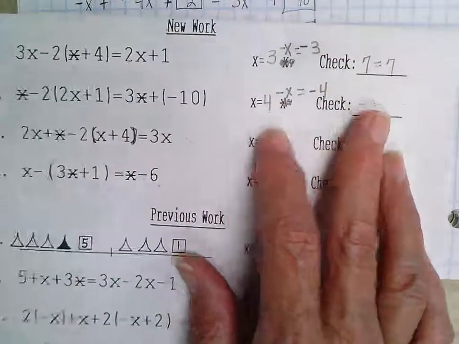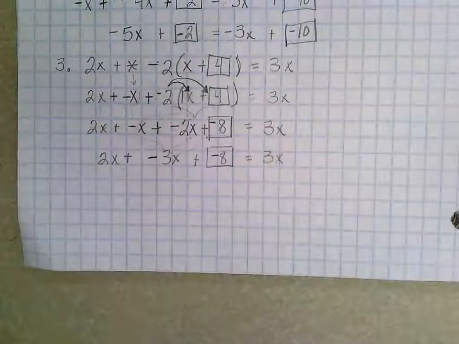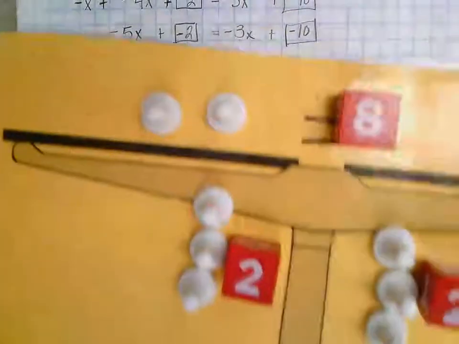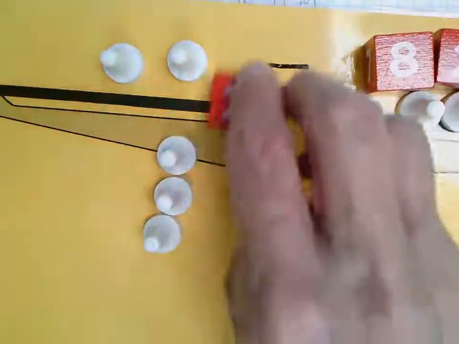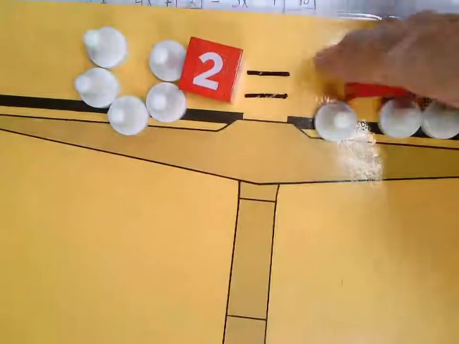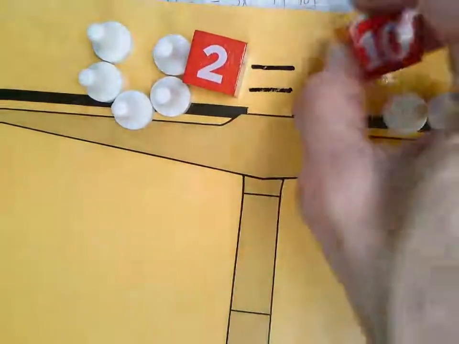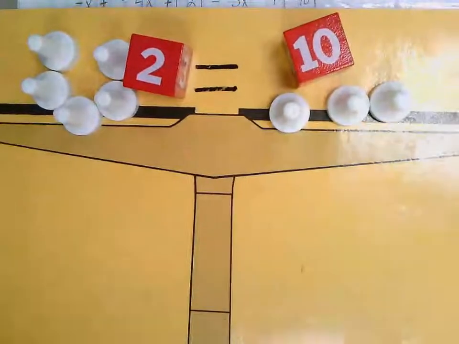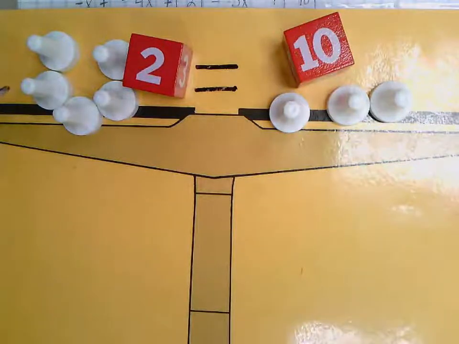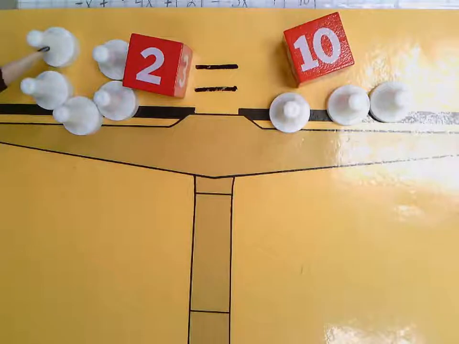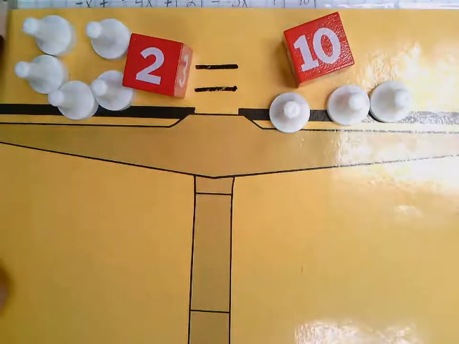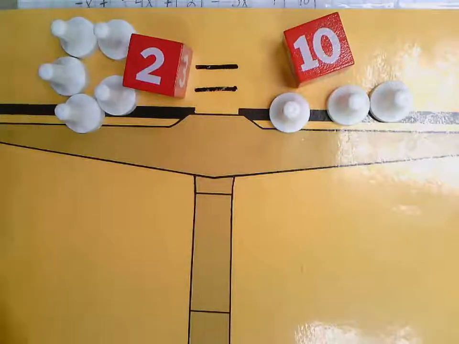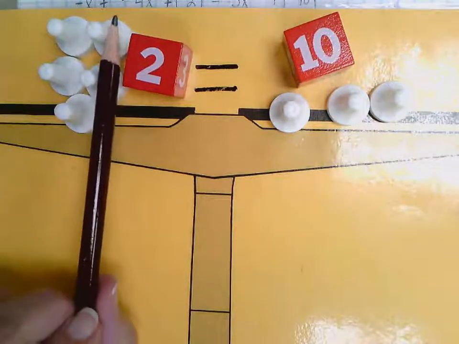So now to do my check, I have to move everything back up. And when I move everything back up, I'm going to just go ahead and make that a 10, just so I don't have so much stuff on my mat. I'm going to count, and each of these white pawns is negative 4. And I have 1, 2, 3, 4, 5 of them. So 5 times negative 4 is negative 20. This is negative 20 over here.